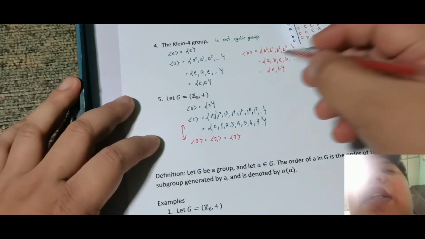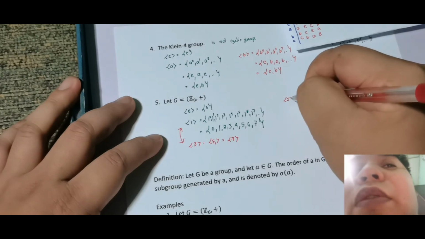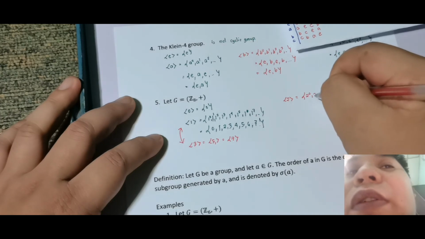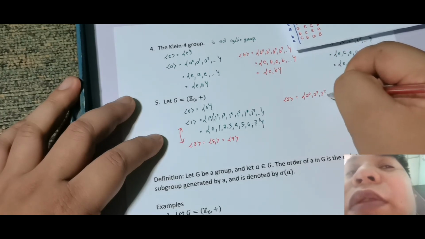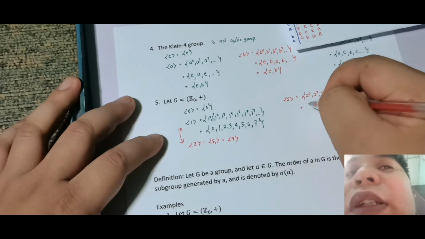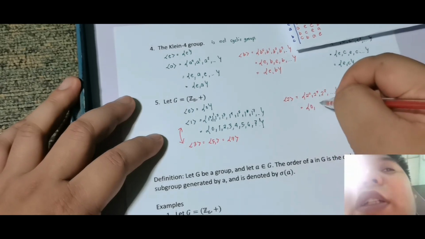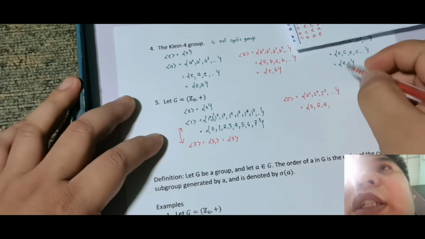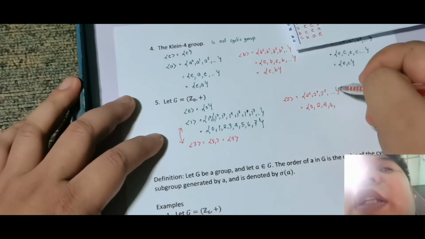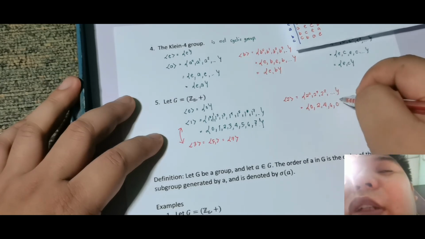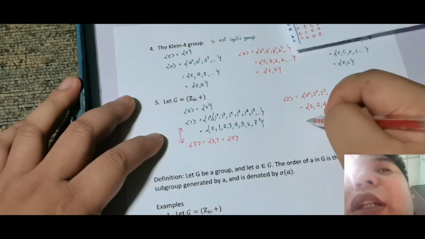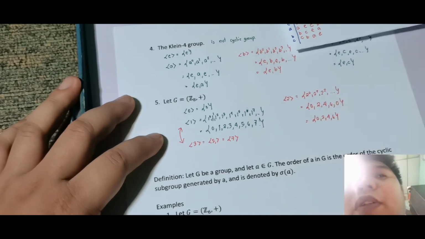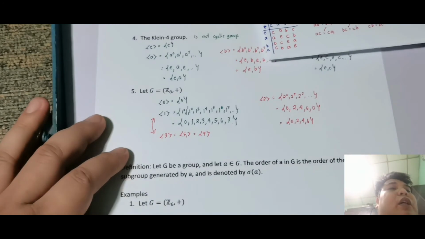Okay, so let me check the cyclic subgroup generated by 2. The cyclic subgroup generated by 2 is the set containing 2 raised to 0, 2 raised to 1, 2 raised to 2, and so on. So let's check. 2 raised to 0 is 0, 2 raised to 1 is 2, 2 raised to 2 is 4, 2 raised to 3 is 6, and 2 raised to 4 is 0, because it goes back, since 8 modulo 8 is 0. So meaning its elements are 0, 2, 4, 6.